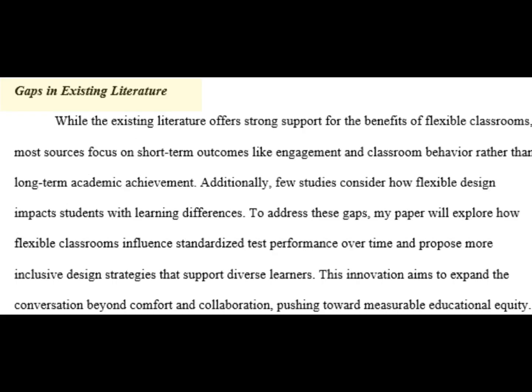Gaps in Existing Literature. Gaps in Existing Literature is a Level 3 heading, should be left aligned, italicized, and bold. In this section, you are going to write about what the literature does not say. This section can be copied and pasted from Week 3. You only need to revise this section if I gave you feedback.